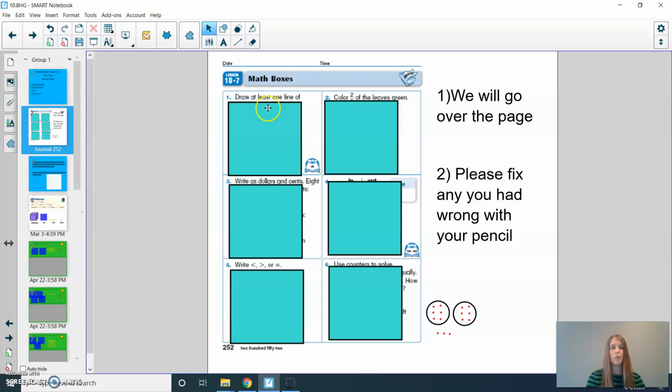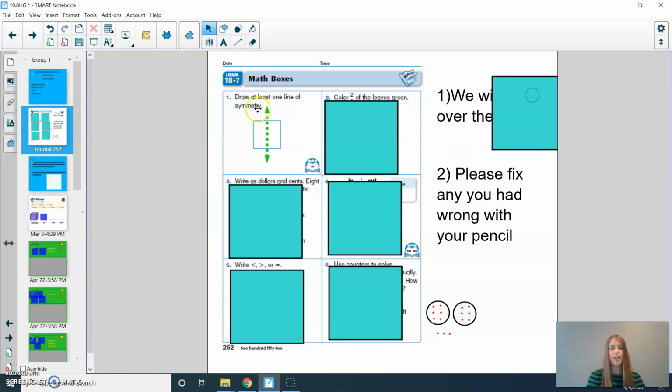So for question number 1, draw at least one line of symmetry. You could have drawn a line going up and down, going vertical like mine, or you also could have gone horizontal, going across, or maybe you even chose to go diagonal. Any of those would be correct.